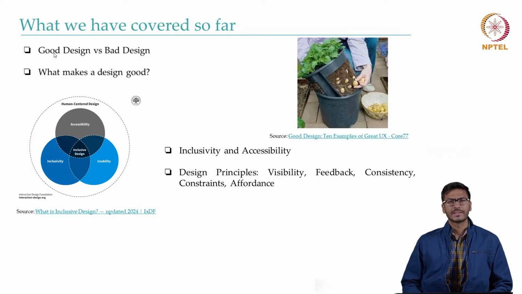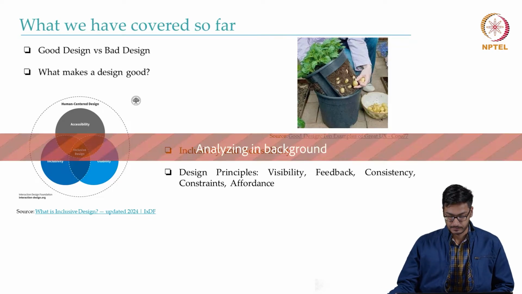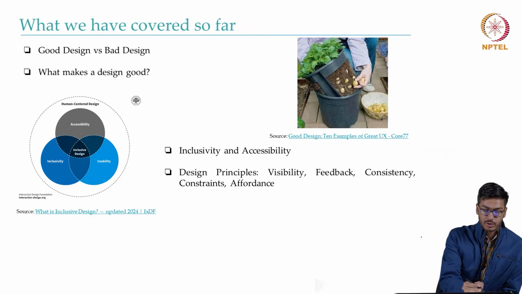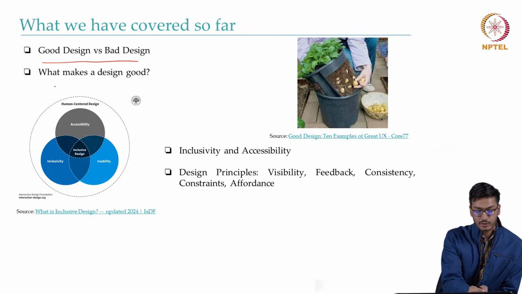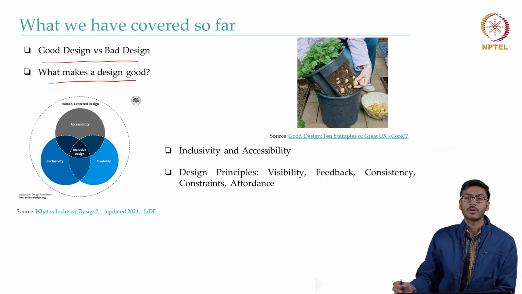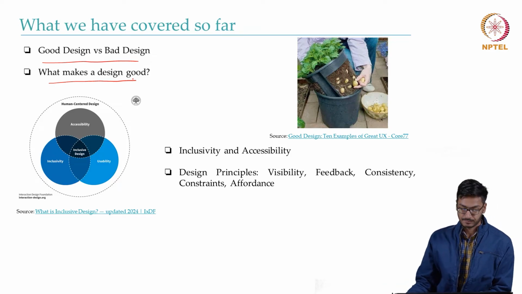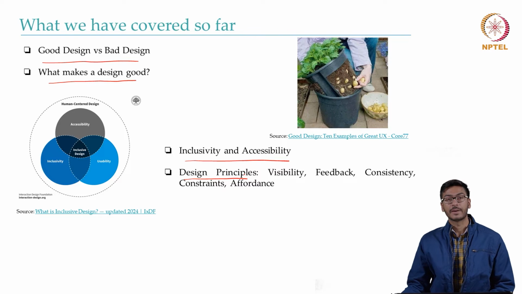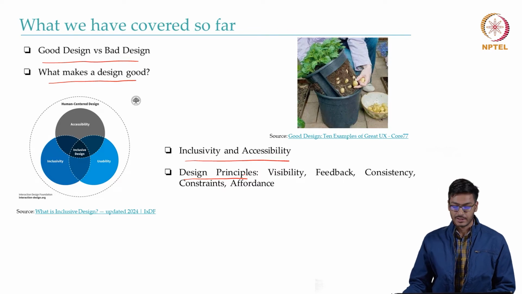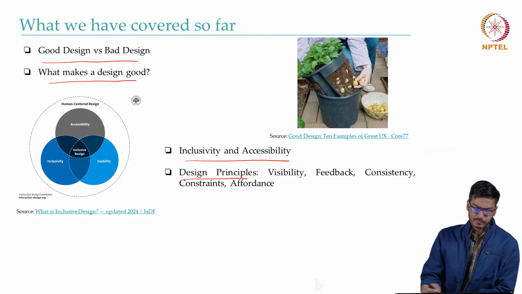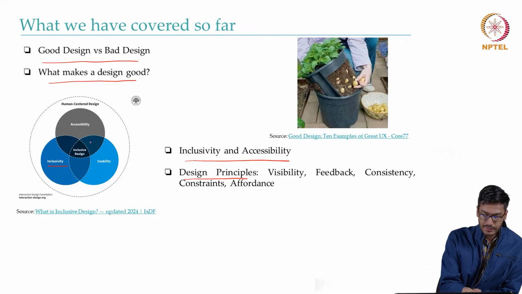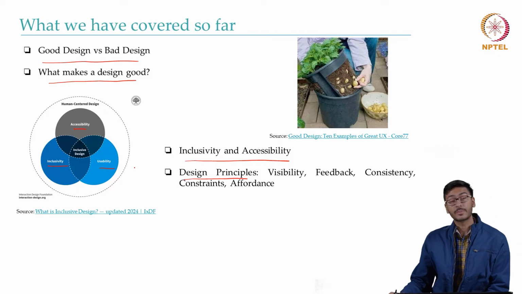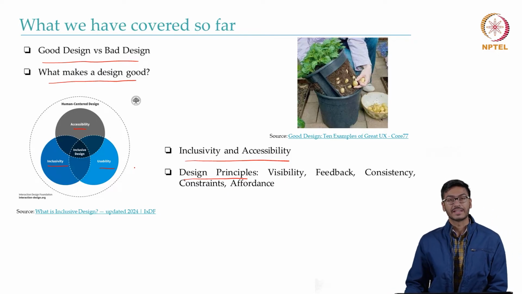Before we dive into data gathering and analysis, we need to look at what we have covered so far. The first thing that we looked at was good design versus bad design, which was followed by what makes a design good or what makes a design bad. Next, we looked at inclusivity and accessibility along with the design principles, which are visibility, feedback, consistency, affordance, and constraints. Then we looked at how inclusivity and accessibility come together with usability to form an inclusive design.